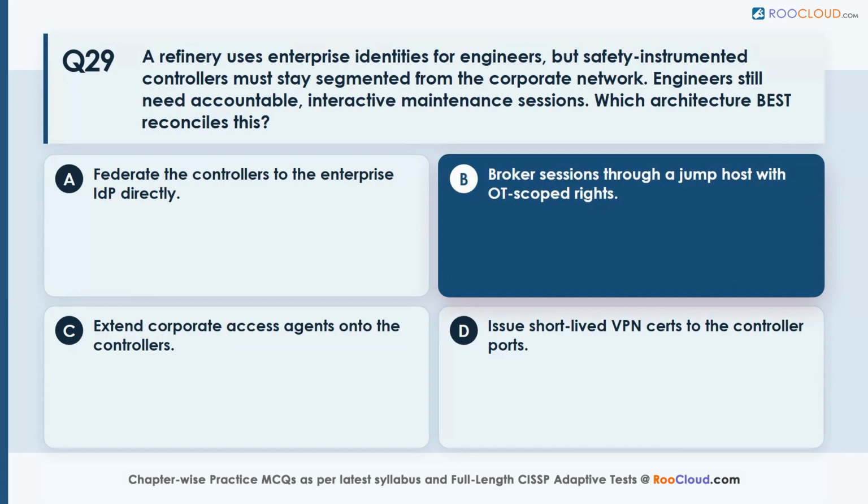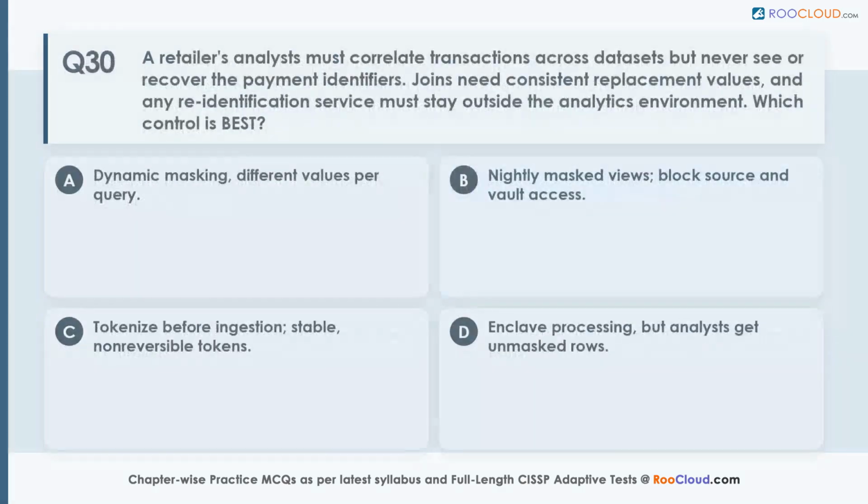Option B brokers approved sessions through a hardened jump service that maps enterprise users to separate OT scope privileges. Accountability through identity, segmentation through the broker, without collapsing the boundary. That is the pattern. Question 30.